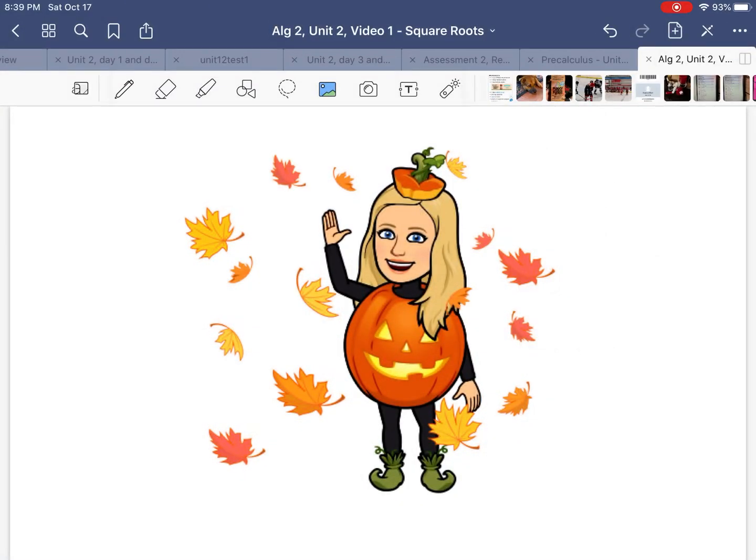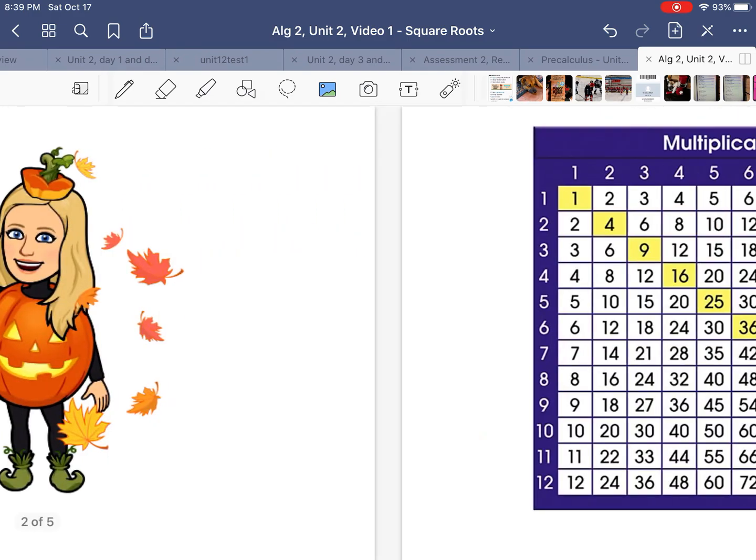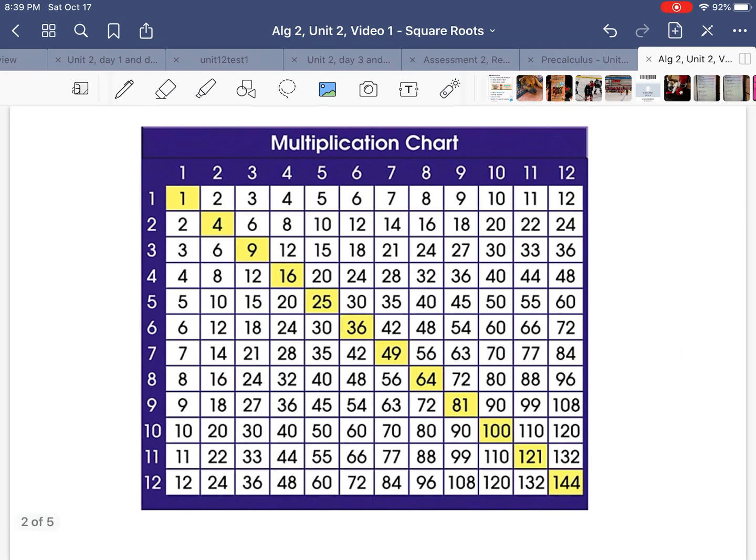All right, hello there. So today we're going to talk about square roots and solving quadratic equations with square roots. So remember your perfect squares. All these numbers in your multiplication chart right down the middle, these are all your perfect squares, right? Because like 49 is 7 times 7, 64 is 8 times 8. So if somebody were to ask you the square root of all these numbers, you would know that perfectly.